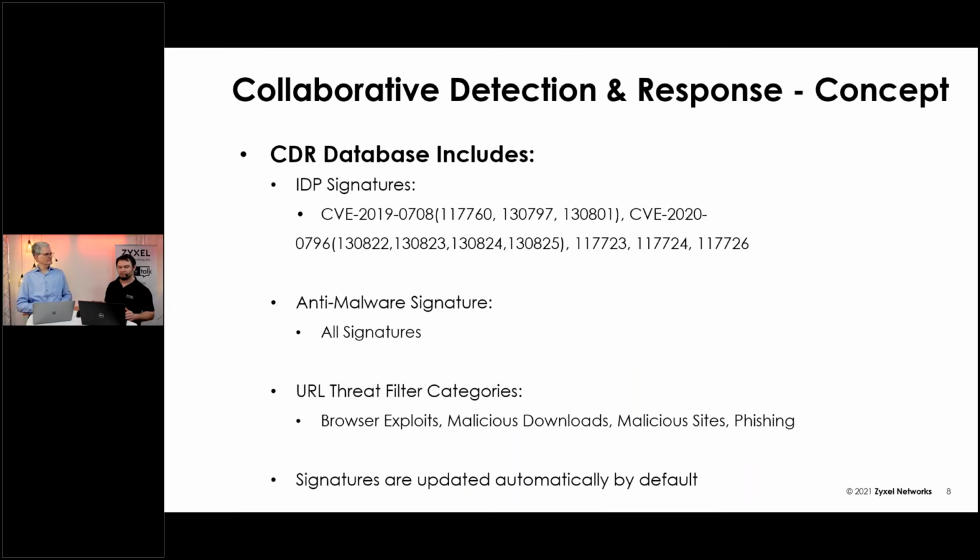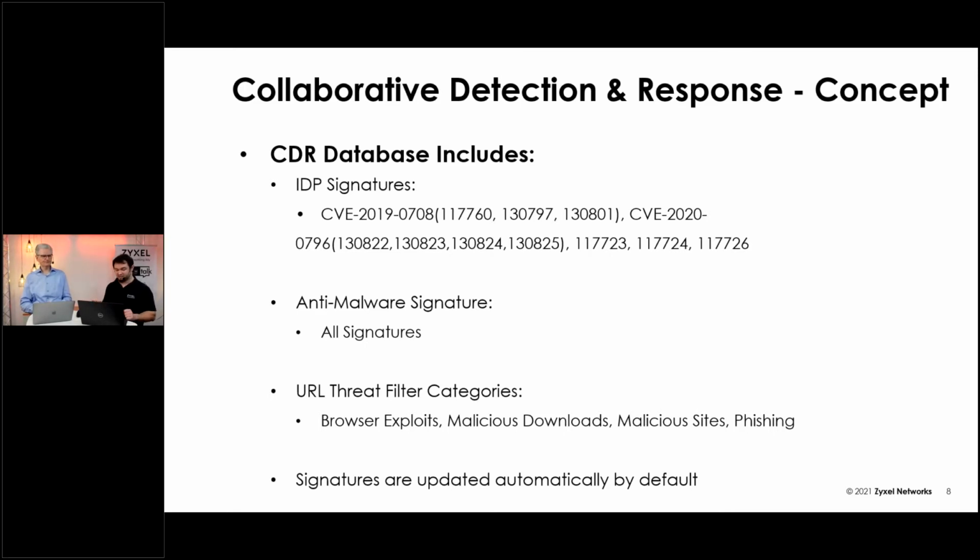So the collaborative detection and response is working on different databases, as I said. We have IDP signatures, which we now call IPS, the new term, which is basically an enhanced IDP. And what we have are different CVEs. We will talk about the CVEs in a moment, but first, let me also mention that we have anti-malware signatures and URL threat filter categories.